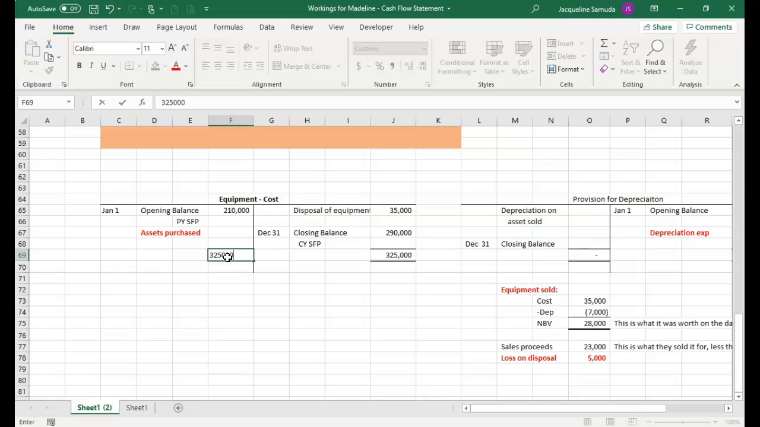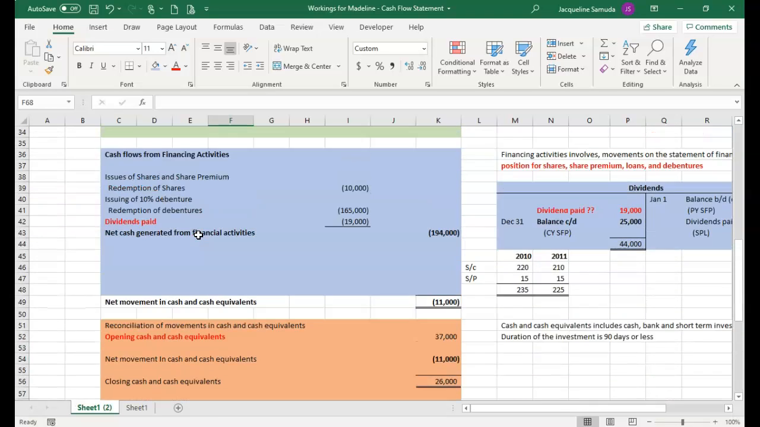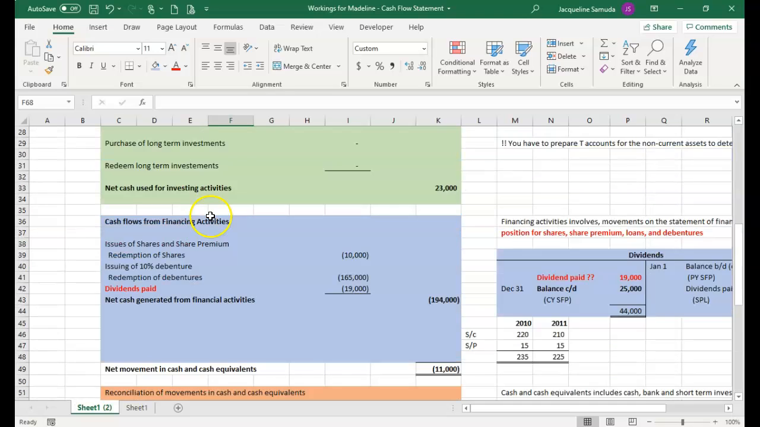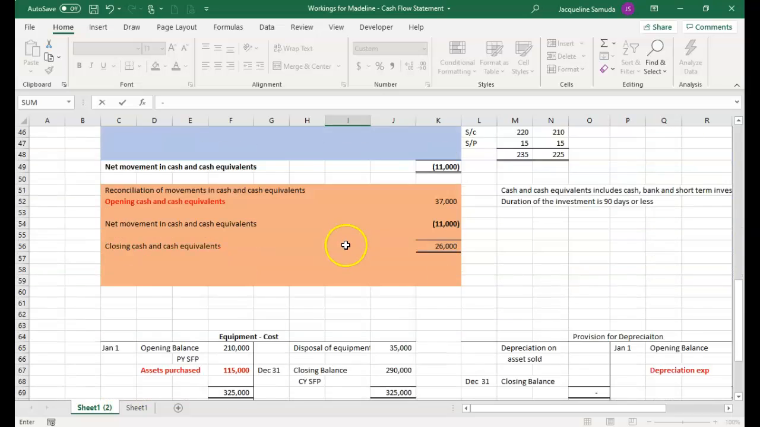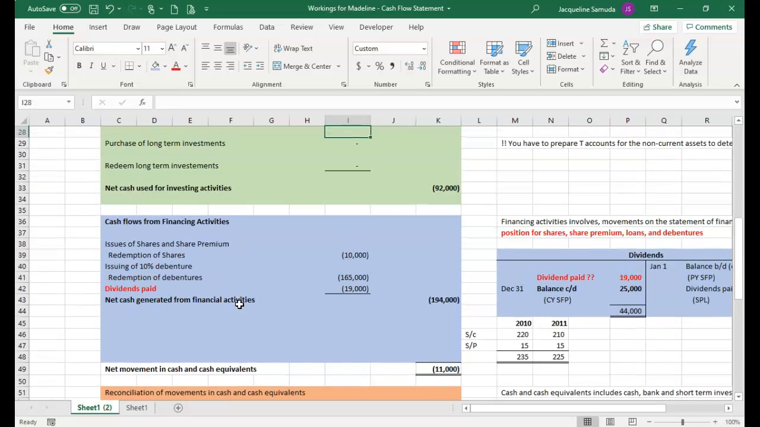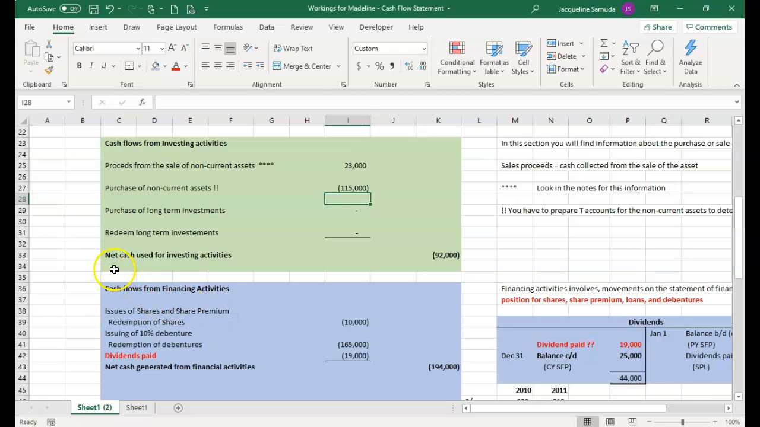So the debit side must also be $325,000. It means that when we subtract the 210 from the 325, we will know what asset was purchased, what asset value. $115,000 of assets was purchased, and this is equipment asset. Figure is $115,000. Now, when you're purchasing a non-current asset, you're using up money to do so. So it's going to be a cash outflow of $115,000.